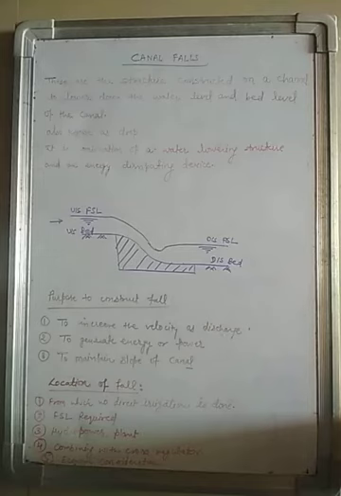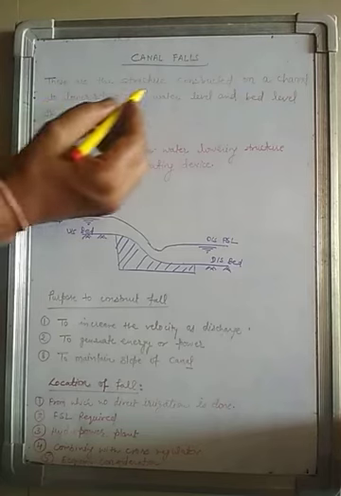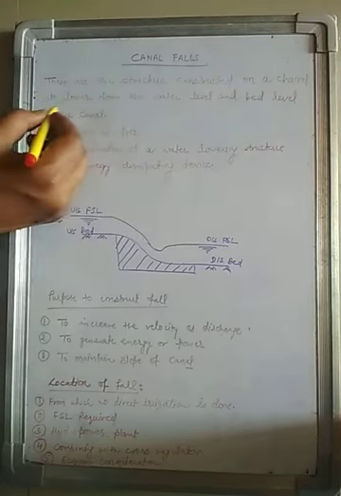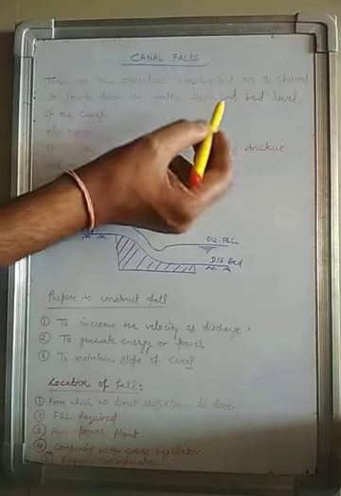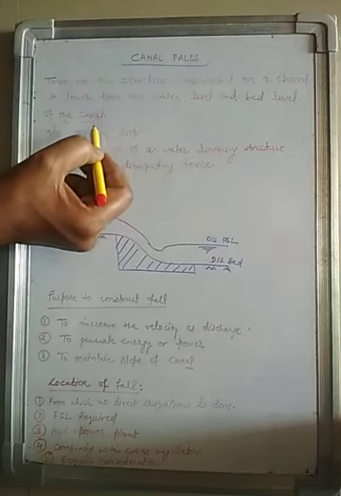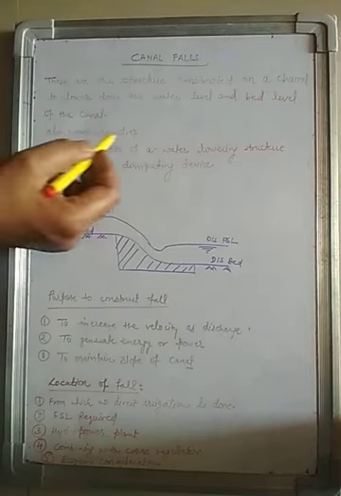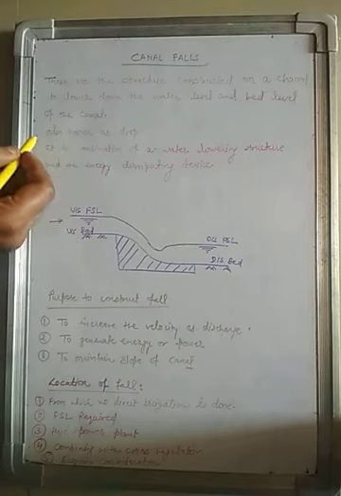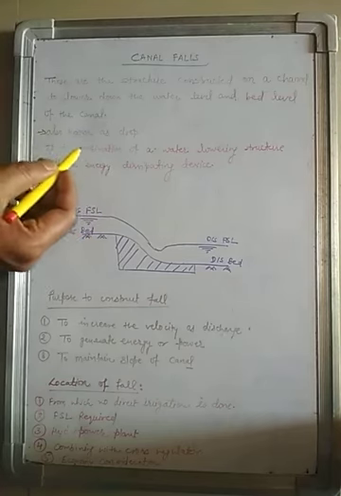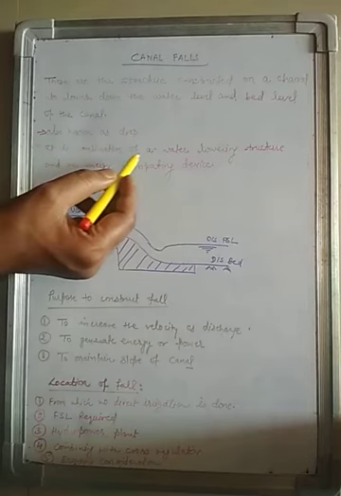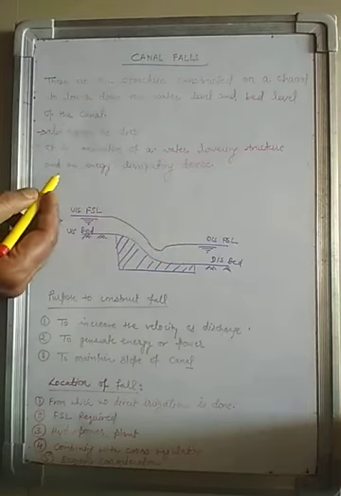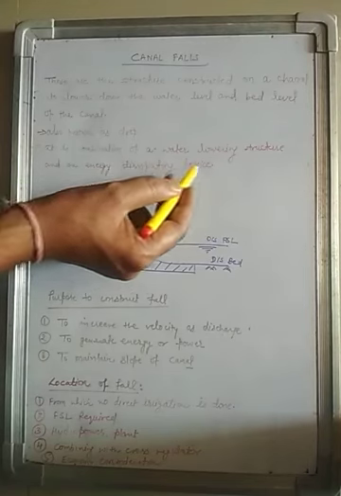So first of all, what are canal falls? These are structures constructed on a channel to lower down the water level and bed level of the canal. If we want to lower the bed level of the canal, then we have to construct a fall, also known as a drop. It is a combination of a water lowering structure and an energy dissipating device.